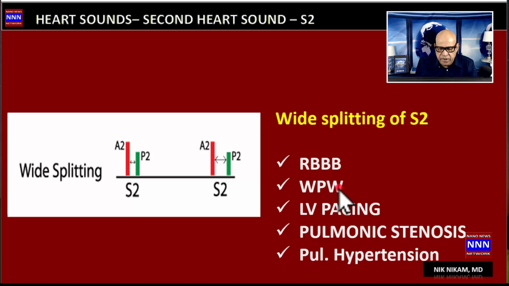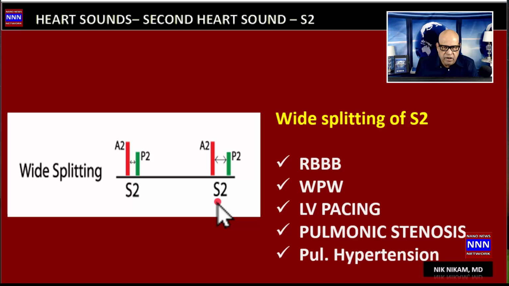Similarly, a WPW, which activates the left side first and then the right side, we see the same effect as right bundle branch block. Or if we are pacing the left ventricle, which is very uncommon, pulmonic stenosis, where there is prolonged ejection phase that can also delay the second heart sound, and of course pulmonary hypertension. All these conditions which cause the delay in the right ventricular ejection phase and valve closure lead to wide splitting of the second heart sound.